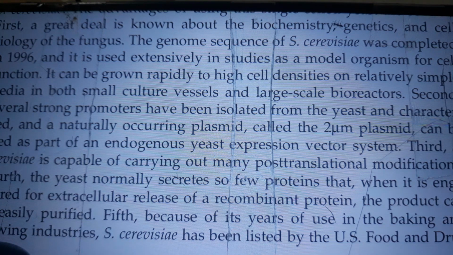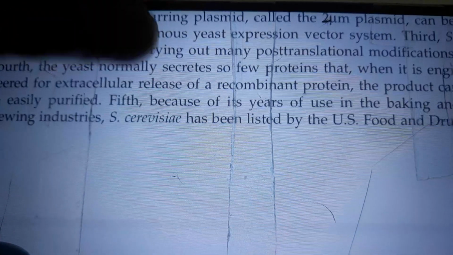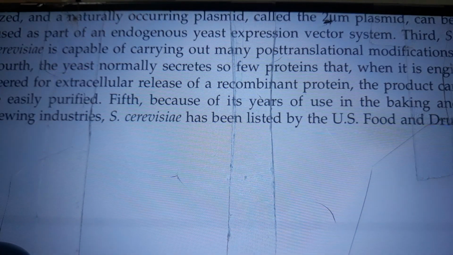from the yeast and characterized, and a naturally occurring plasmid called the 2 micrometer plasmid can be used as a part of endogenous yeast expression vector systems. Third, S. cerevisiae is capable of carrying out many post-translational modifications. Fourth, the yeast normally secretes only a few proteins, so when it is engineered for extracellular release of a recombinant protein, the product can be easily purified.